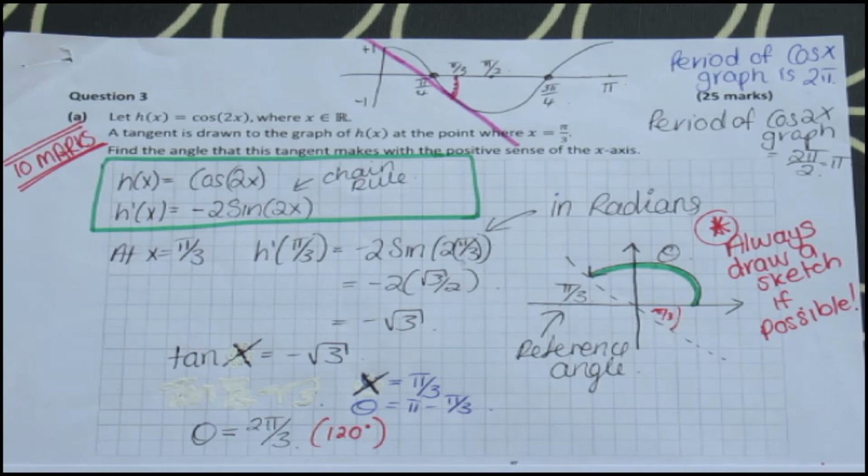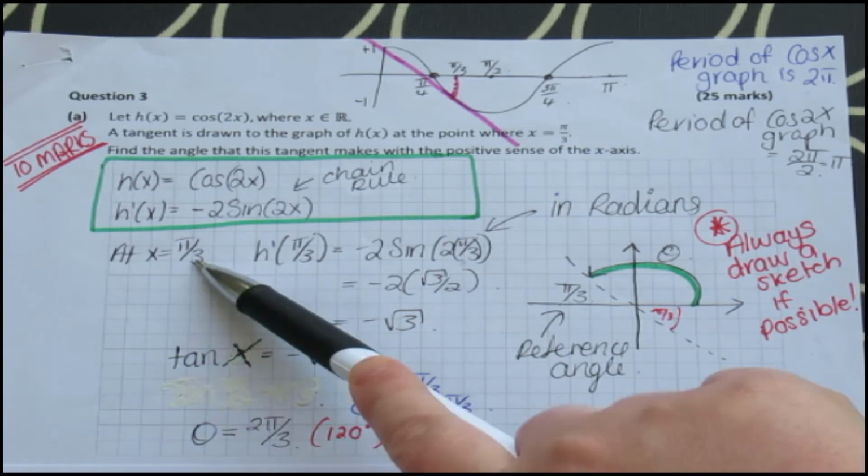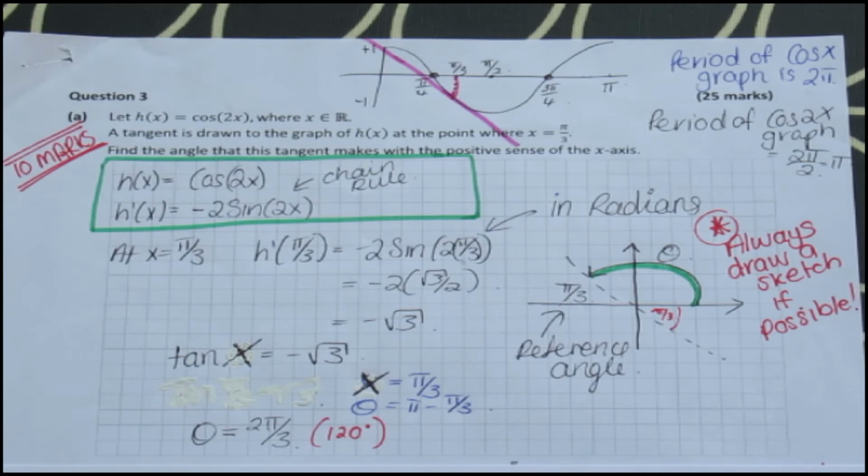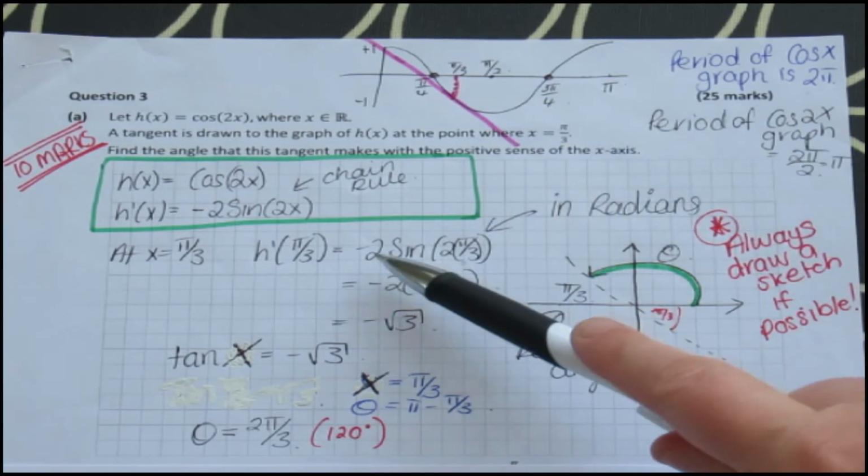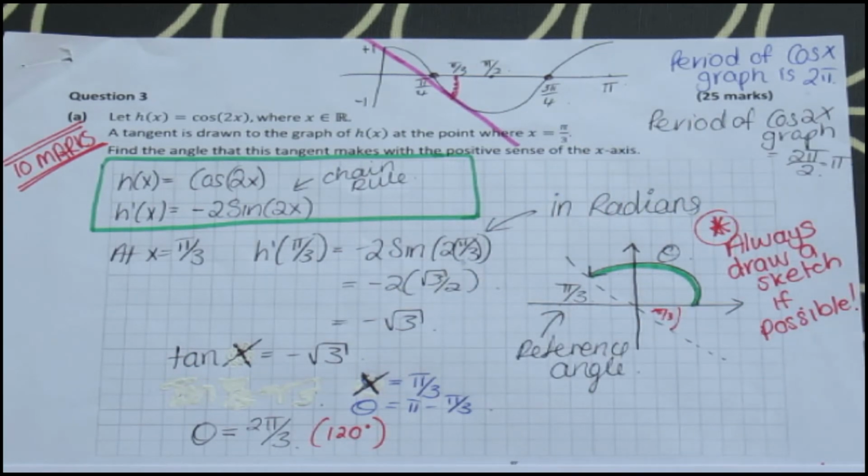Let's get on to the trigonometry part of this question. I have let x equal to pi over 3, which is what you're told in the question. And I sub it into the h dash of x formula. Make sure your calculator is in radians so you get the correct answer. And you get an answer of minus root 3, which is approximately minus 1.73.